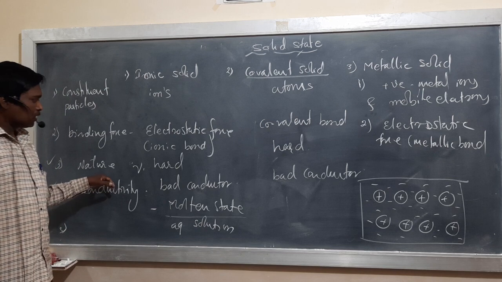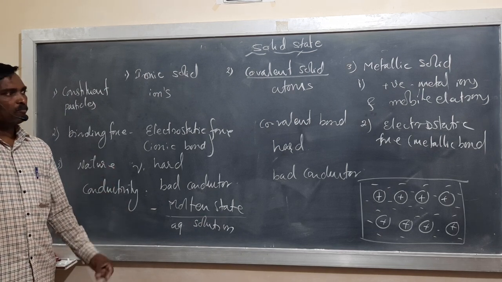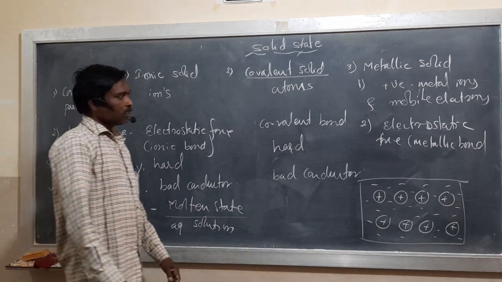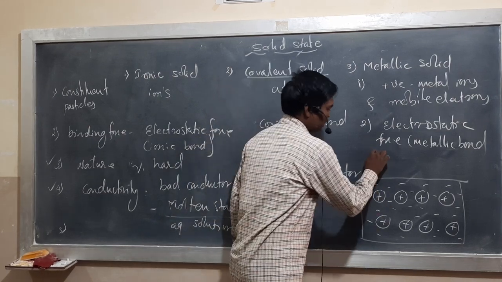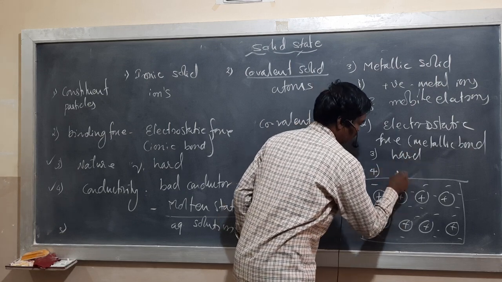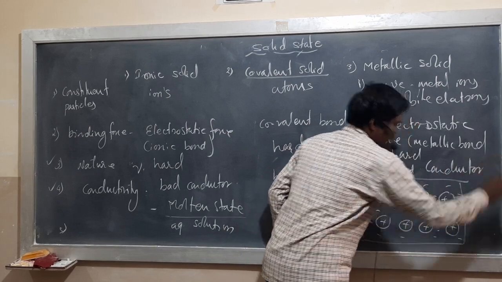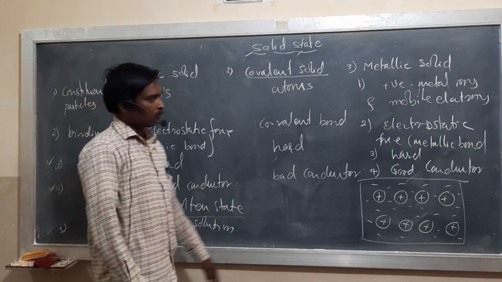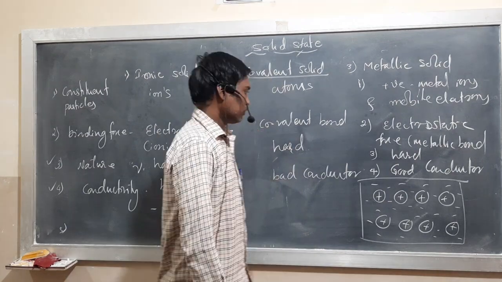The next one is nature. We know metallic solids are hard in nature. For example, copper and iron, all these metals are hard in nature. And for conductivity, metallic solids are good conductors. So first we said the nature is hard, and the fourth property is that they are good conductors of electricity. The good conductivity of electricity is because of the presence of free electrons, or mobile electrons.